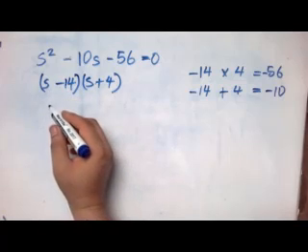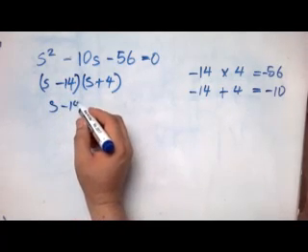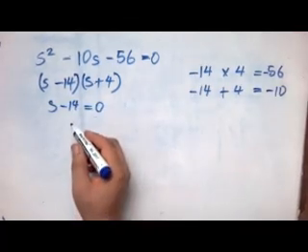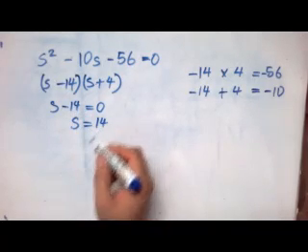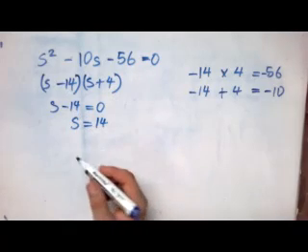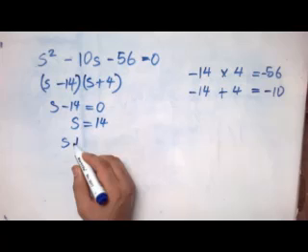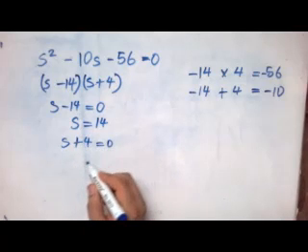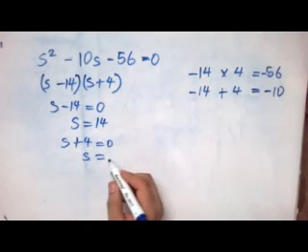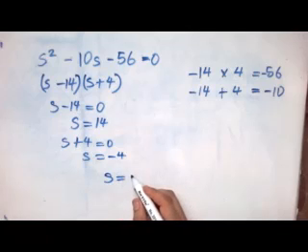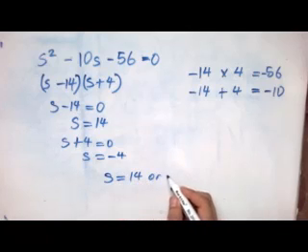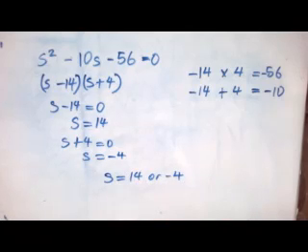We take one of the brackets. S minus 14 equal to 0. S alone will equal to 14, because minus 14 crosses over to become a positive 14. In the second bracket, s plus 4 equal to 0. S alone means that 4 will cross over to become minus 4. So s is equal to either 14 or minus 4. Very simple. I hope you got it. That's fine.